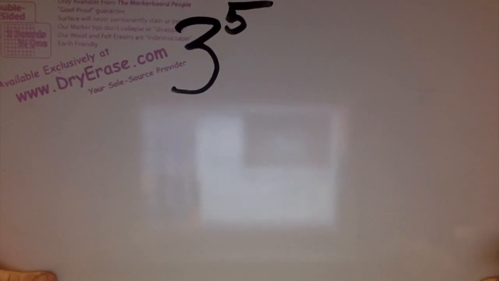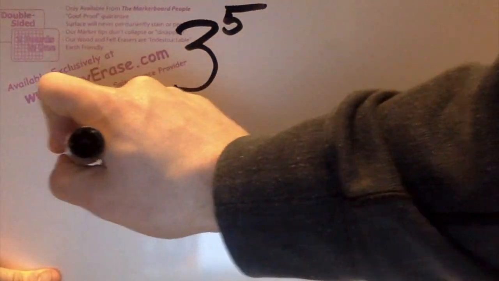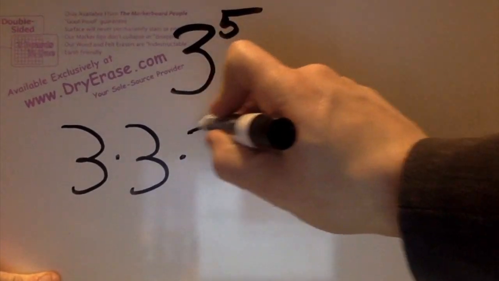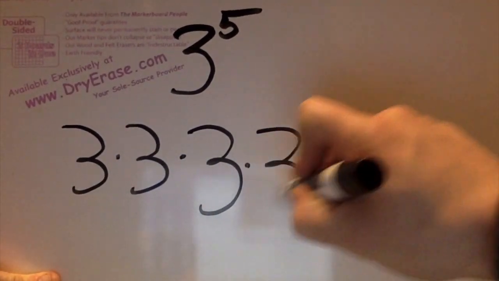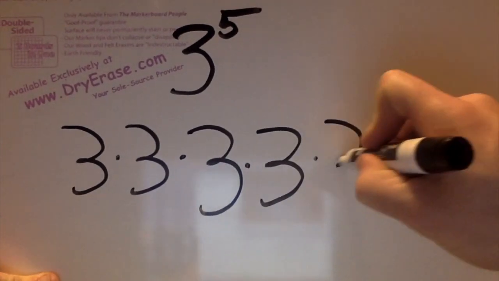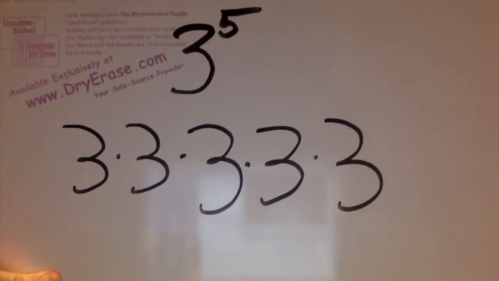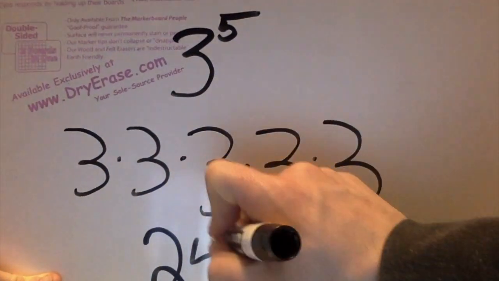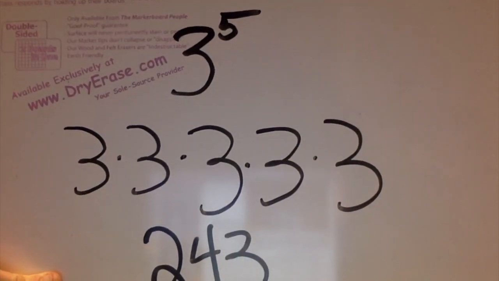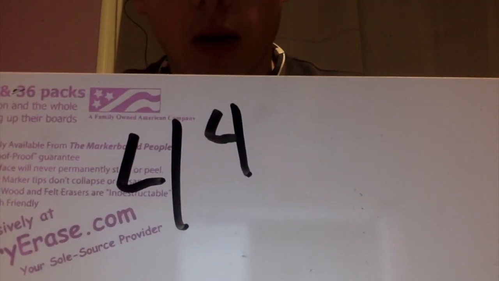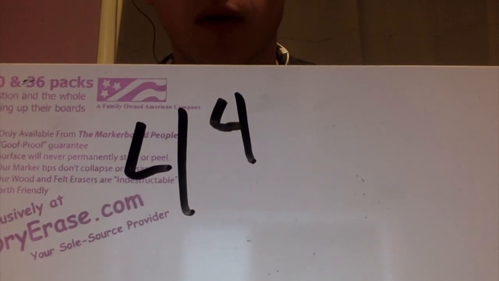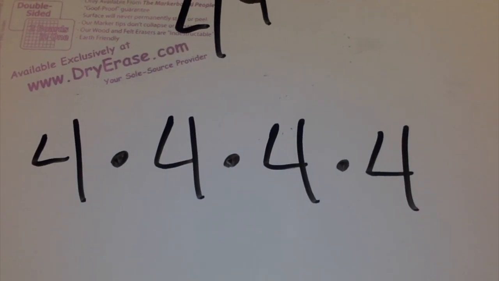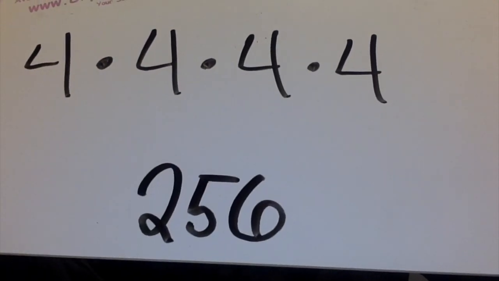Next we have 3 to the fifth, which we know is 3 times 3 times 3 times 3 times 3, which when we multiply together, we get an answer of 243. The next problem we're given is 4 to the fourth. We read 4 to the fourth as 4 times 4 times 4 times 4, which is then equal to 256.